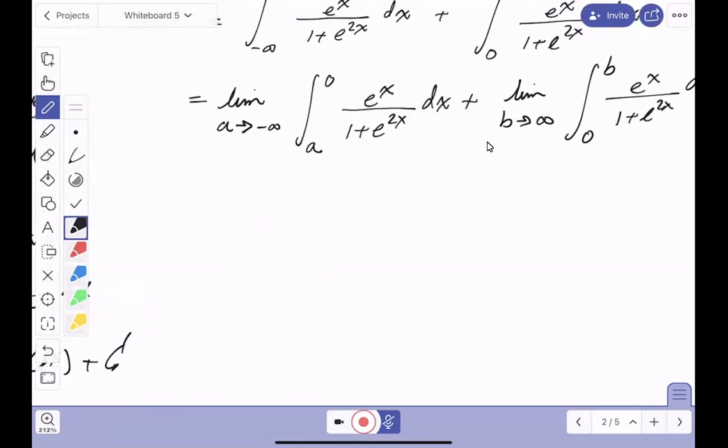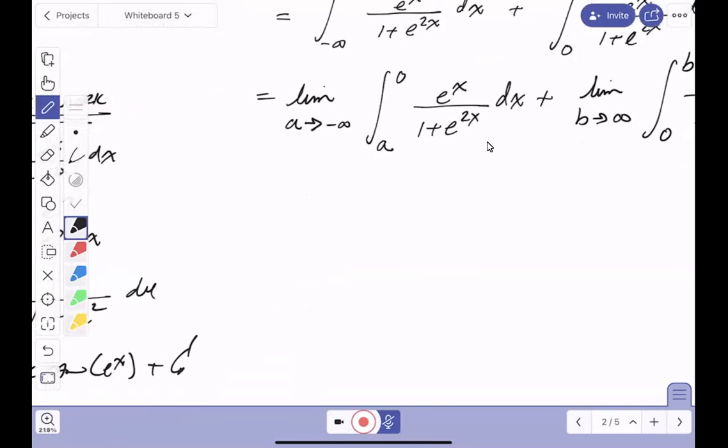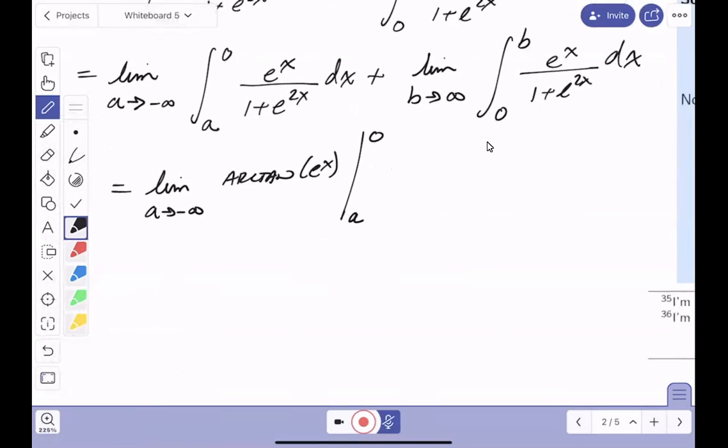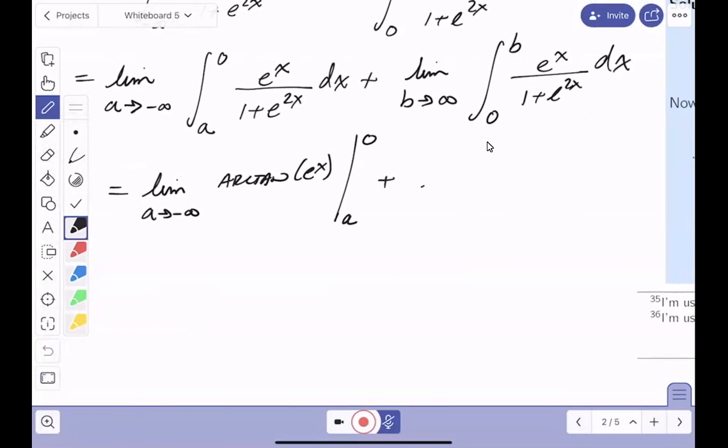Now I'm ready to go back over here. That worked out pretty nice, right? So what do you get over here? This is equal to the limit as a goes to minus infinity of arctan of e to the x, with limits of integration a to 0. We'll do that later. Plus the limit as b goes to infinity of arctangent of e to the x, with limits of integration 0 to b.